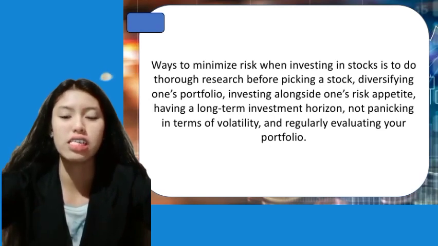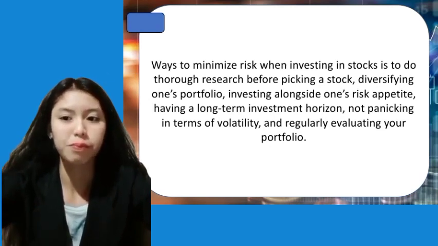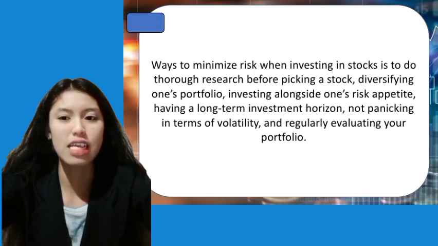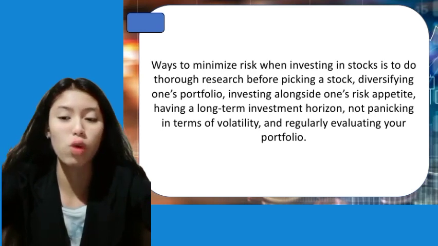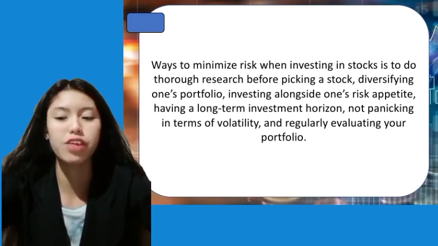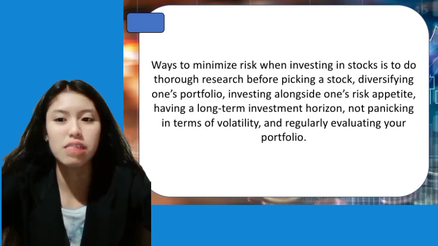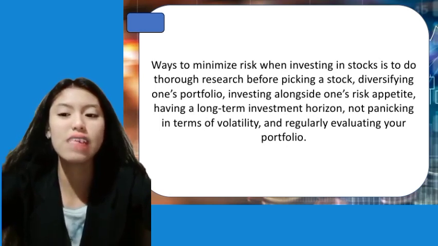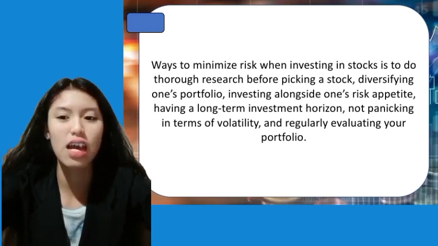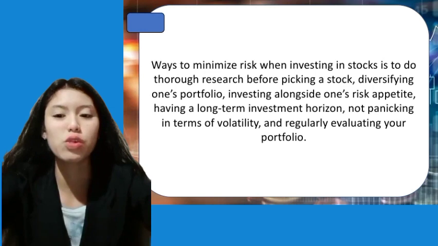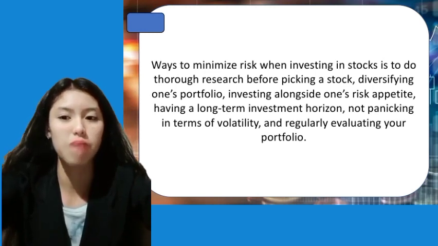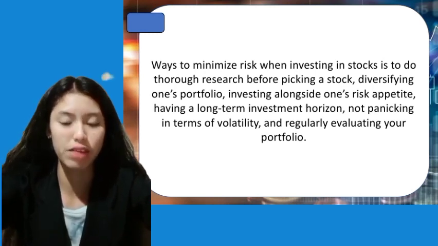Third is risk appetite. Consider this as choosing rides at an amusement park. Some people love roller coasters and some prefer the gentle rides. Similarly, in investing, you decide how much risk, how many ups and downs, you're comfortable with. It's about choosing investments that match your thrill level.